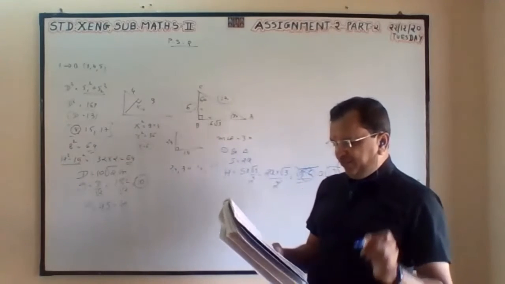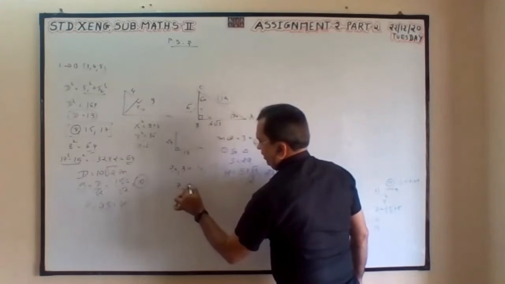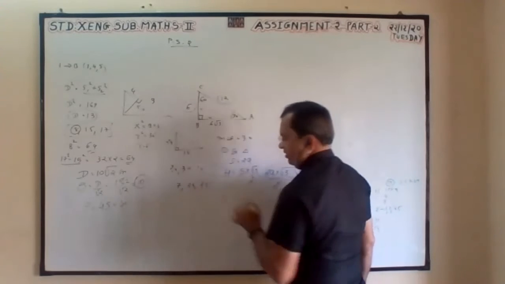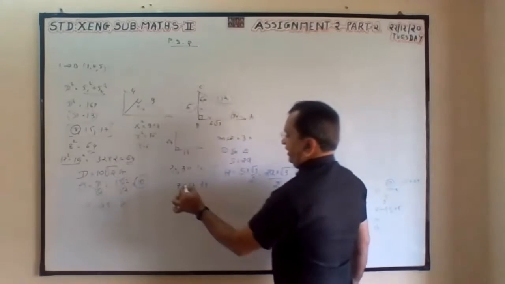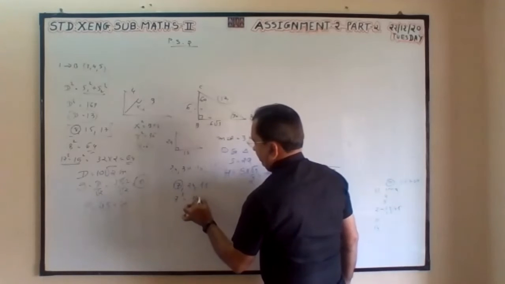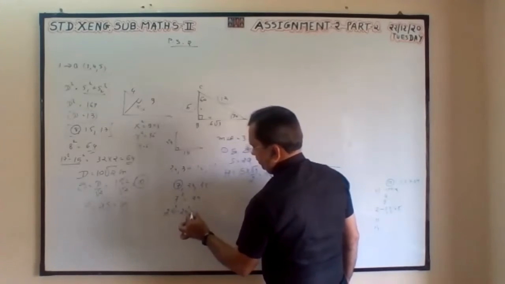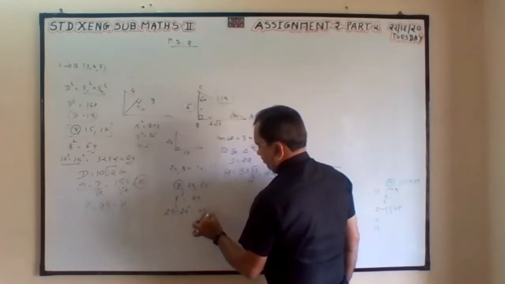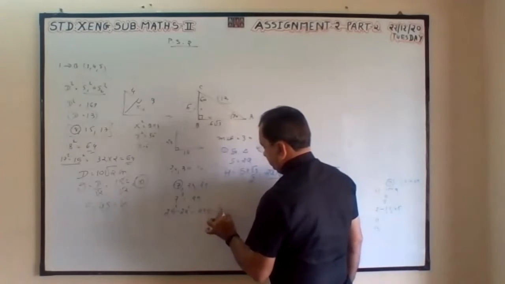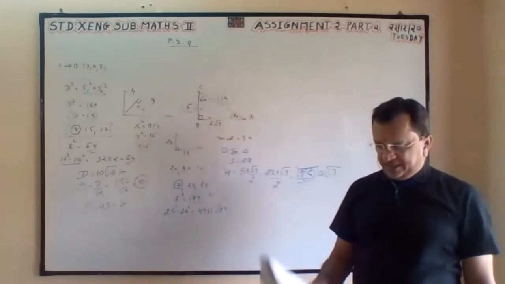Is 7, 24, 25 a right angle triangle? 7, 24, 25. Don't take the highest, take the smallest. 7 square is 49. 25 square, 24 square: one time plus, one time minus. So both are equal. So yes, it is a right angle triangle.